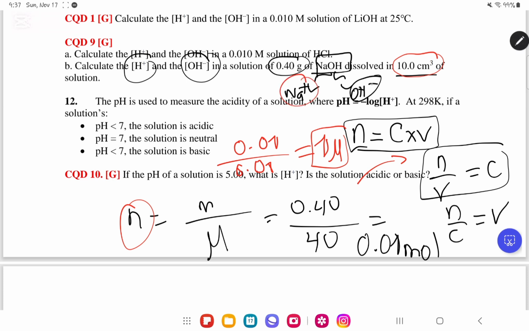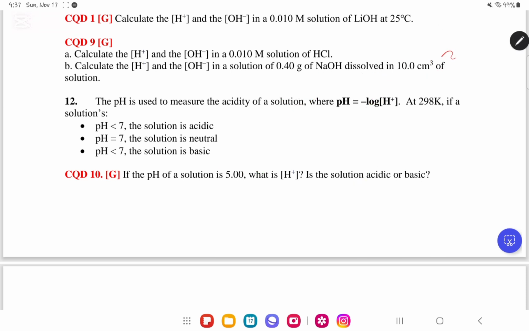Now, since both ions have a coefficient of 1, they will both have the same concentration, which is 1 molarity and 1 molarity. So, like this, we found what? We found the concentration of OH minus, which is 1 molarity. Next step is to find the concentration of H plus.